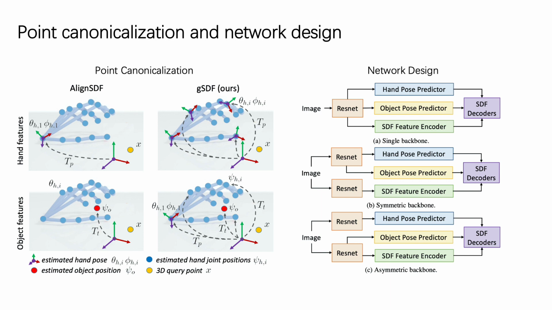On the right part, we show three candidates for the network architectures. They are single backbone architecture, symmetric backbone architecture, and asymmetrical backbone architecture. We observe that when the object pose predictor and SDF feature encoder share the same backbone, our method achieves the best performance.